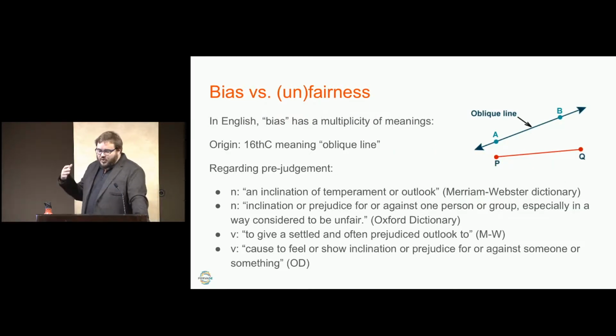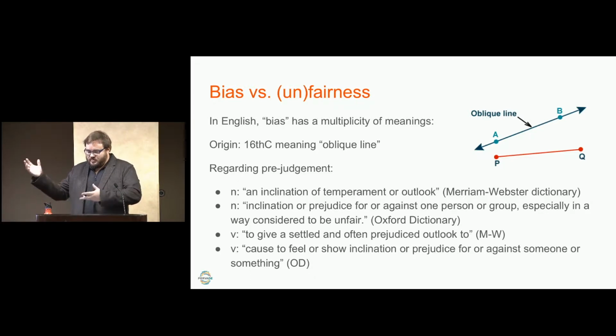Okay, so bias and fairness. What does bias mean? It's a 16th century term in English, coming from a French word that means oblique line, often used to describe, or its original use is to describe, the cut of fabric that goes diagonally across the grain of the fabric.